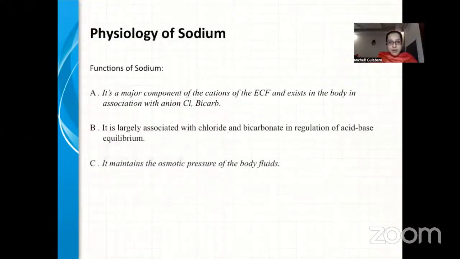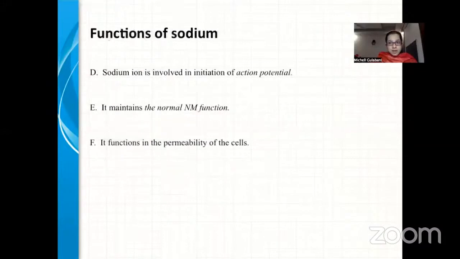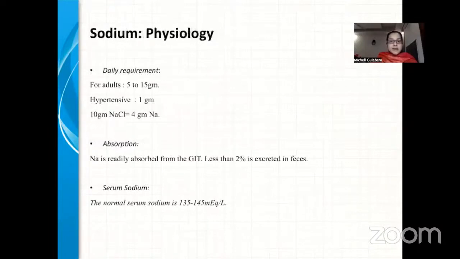So sodium is important because it is the major cation in the ECF. It helps to maintain the osmotic pressure. It helps in initiation of the action potential, maintains the normal neuromuscular membrane function, and its daily requirement ranges from 5 to 15 gram. The normal sodium levels are 135 to 145 milliequivalents per liter.